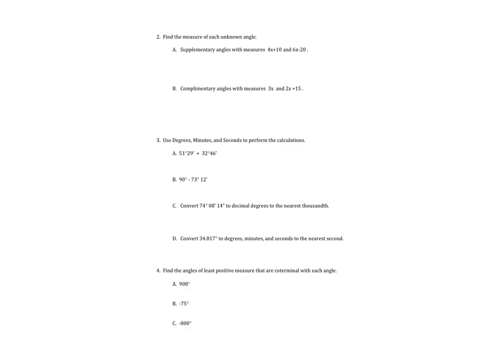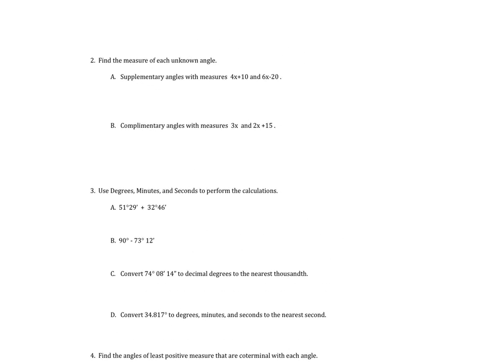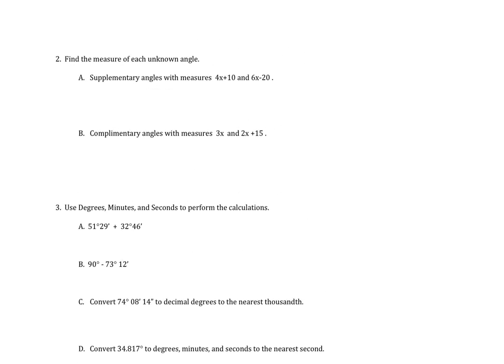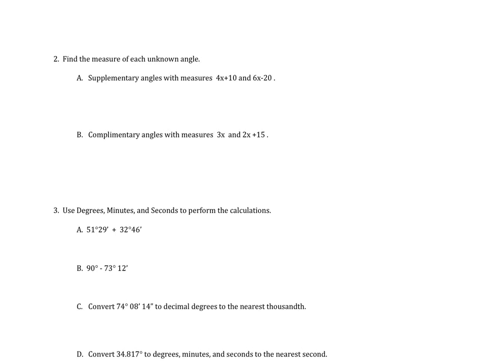All right, over to our second page here. We've got example 2, find the measure of each unknown angle. If I have supplementary angles, and the angle measures are 4x plus 10 and 6x minus 20. So first of all, I want to identify that they are supplementary. And so let's add them together. So 4x plus 10 plus 6x minus 20. Then I know they equal 180 degrees.